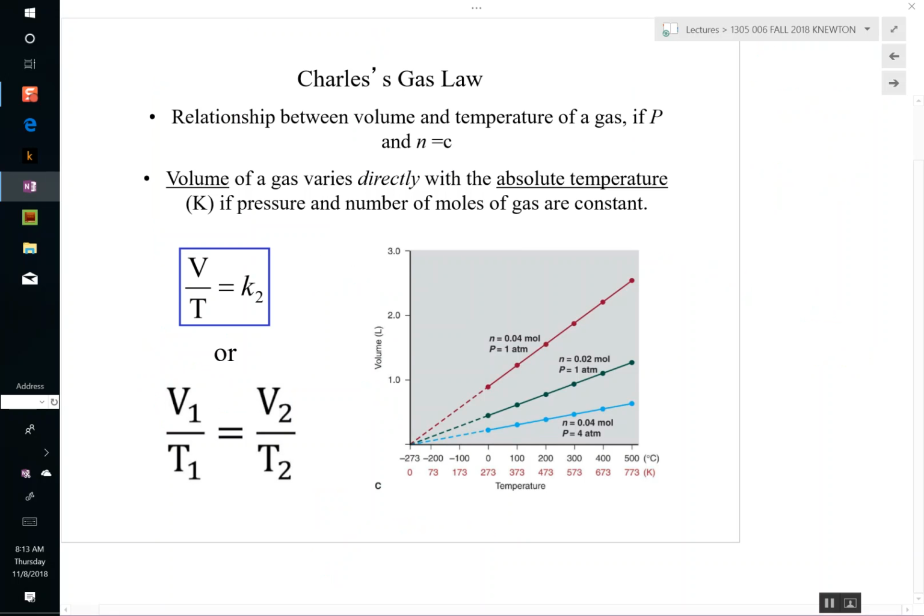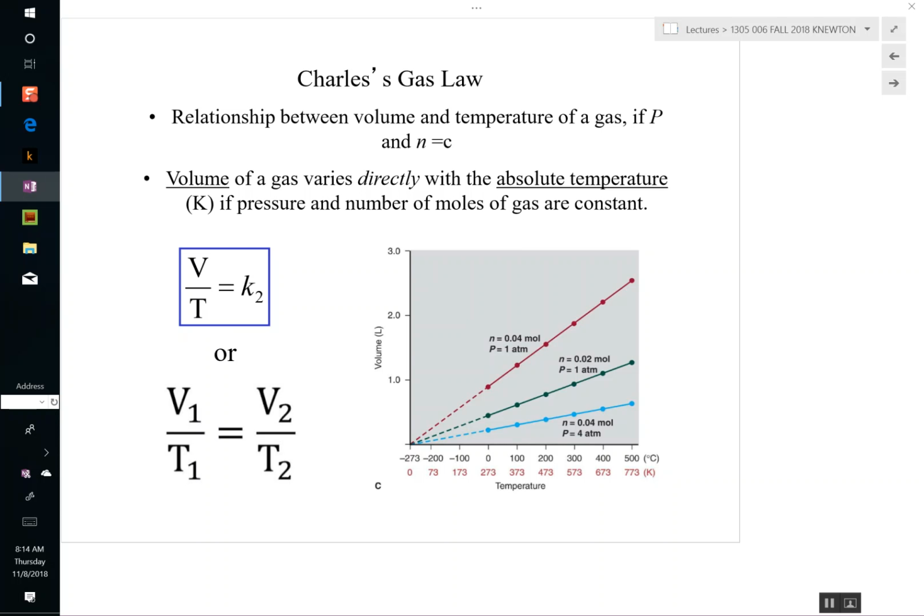Direct proportionality. So V1 over T1 equals V2 over T2. We're taking this right here. So it doesn't matter where we look at this. Anytime we look at this, it's going to be what it was to begin with. It's not going to change its value. This ratio is going to be a constant.